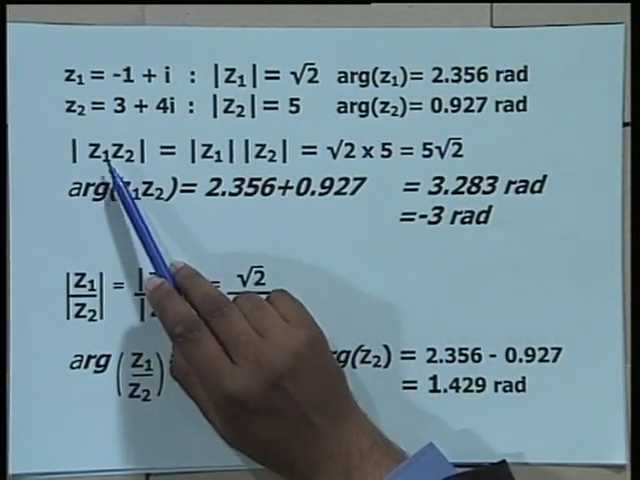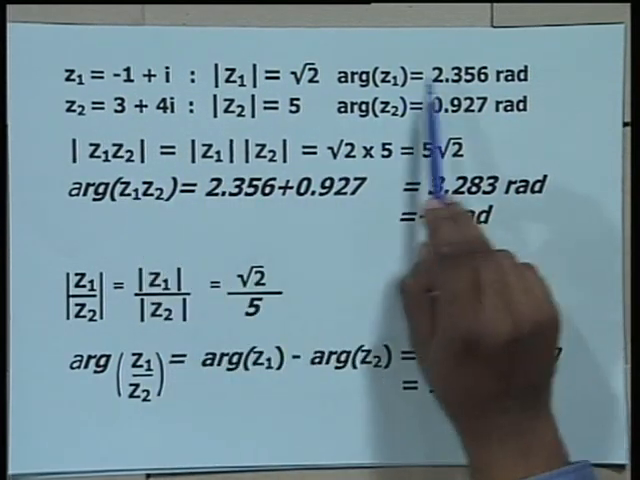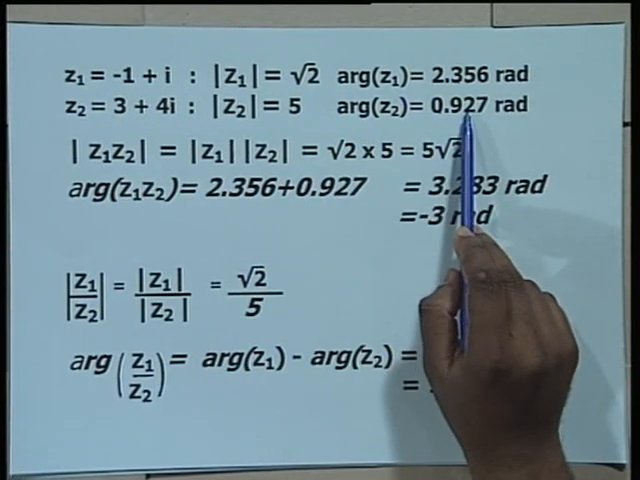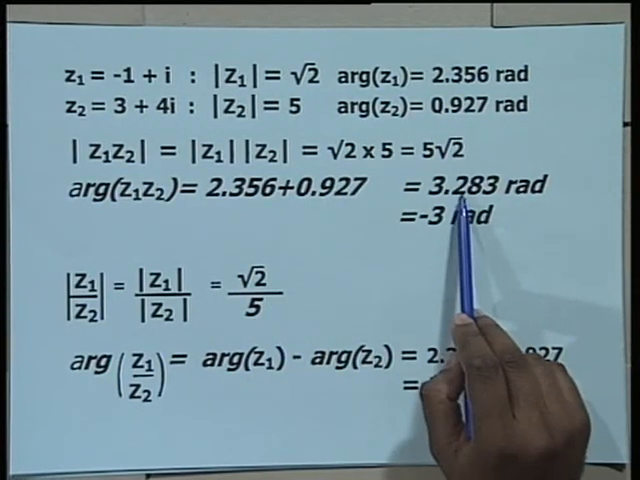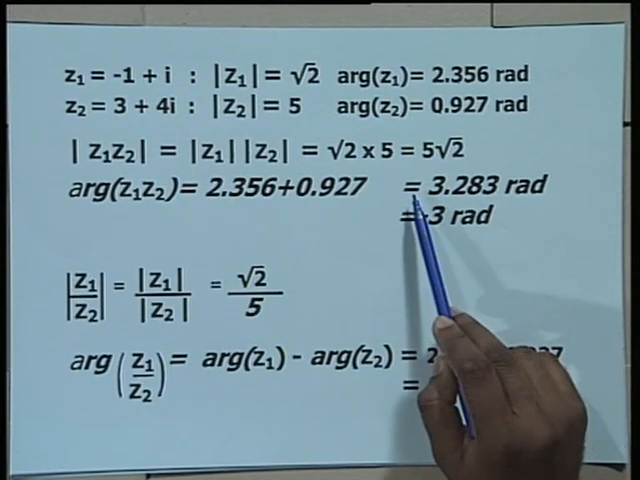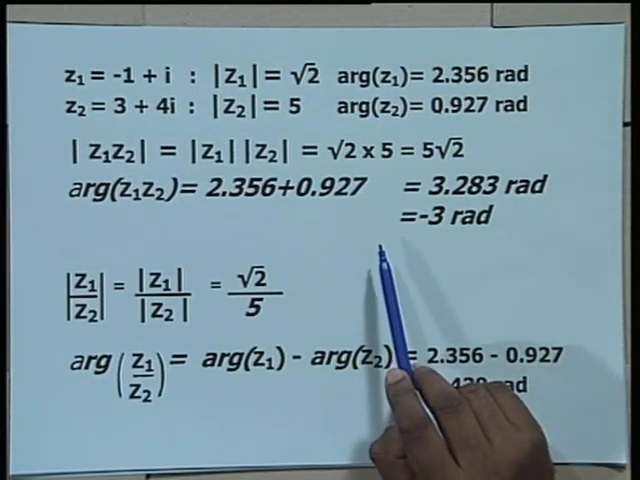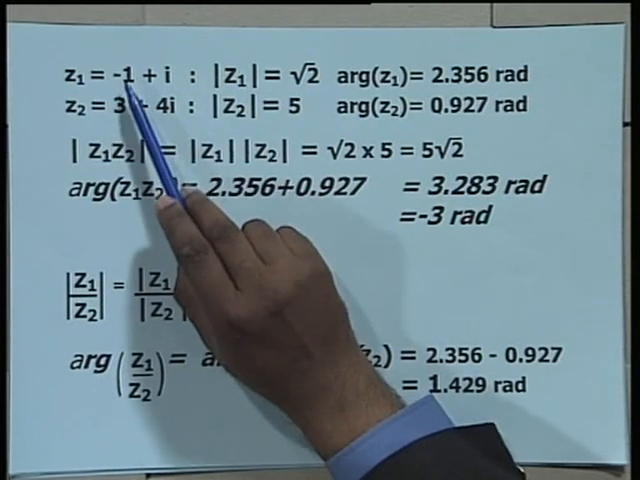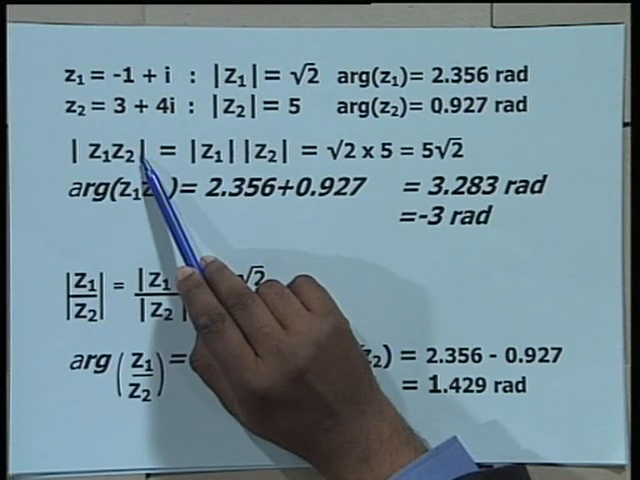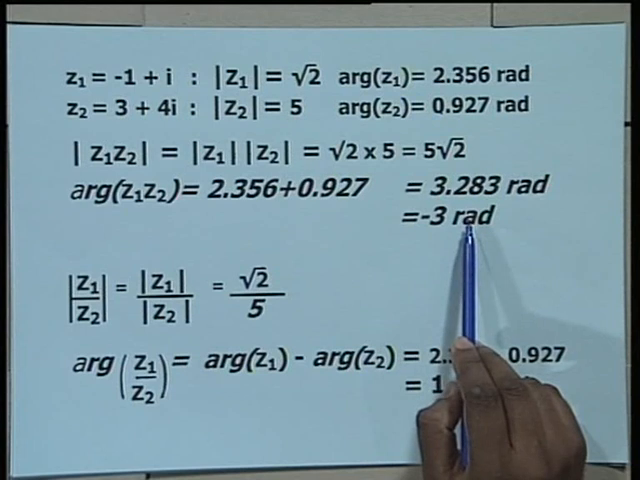What would be the argument of z1 times z2? It is the argument of z1, 2.356, added to the argument of z2, 0.927, which gives us 3.283 radian. Again, remember that argument must be between minus pi and pi, so that it becomes minus 3 radian. So without multiplying the two complex numbers, we have been able to find the modulus of the product, 5 root 2, and the argument of the product, minus 3 radian.